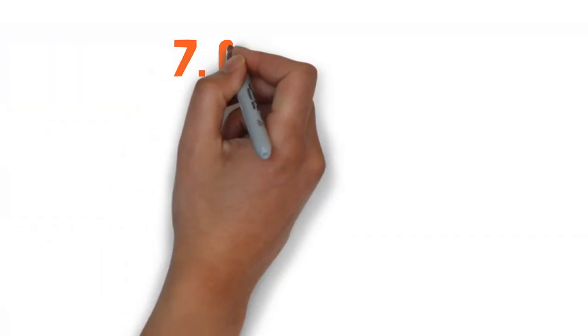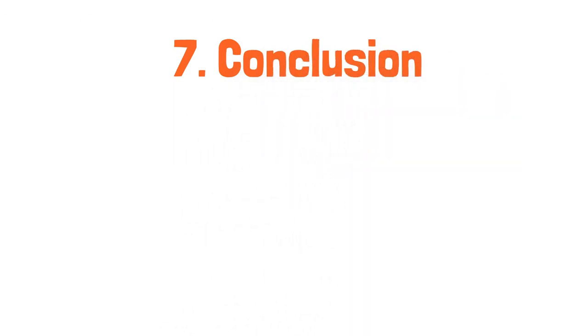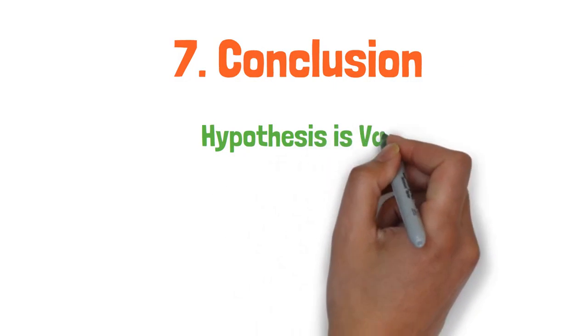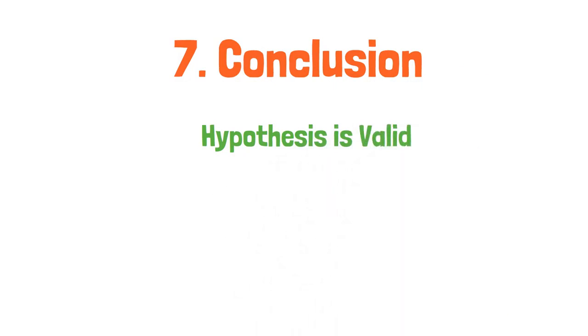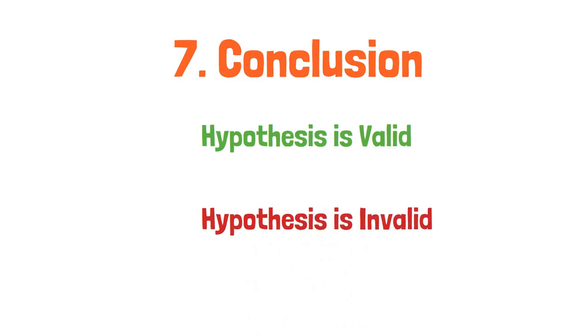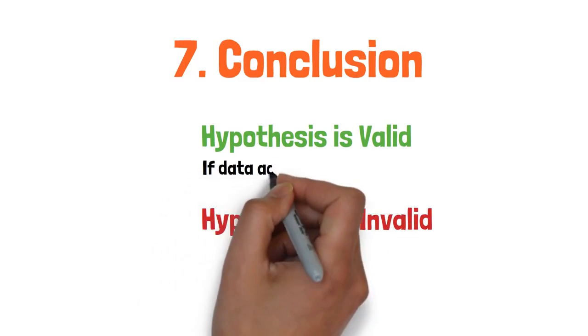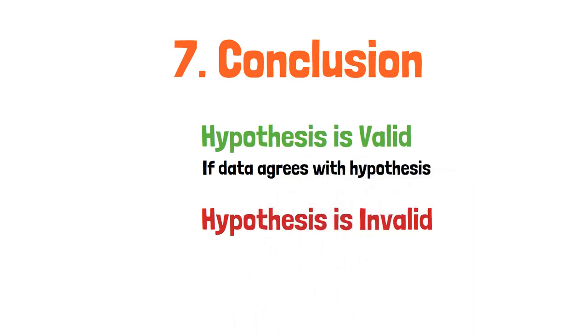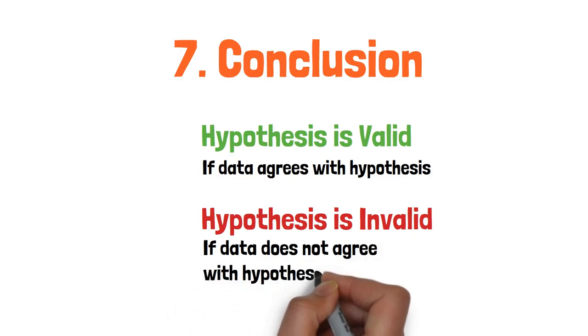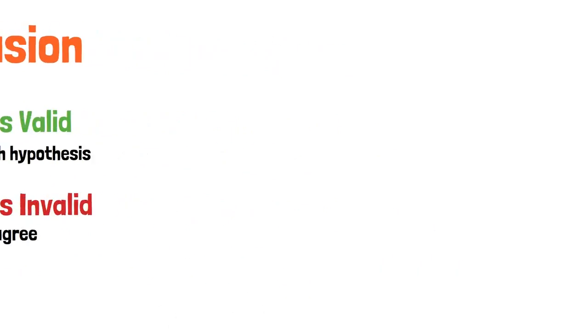Step number 7, conclusion. At this stage of the scientific method, you will be reporting whether or not your hypothesis is valid or invalid based on the data that you collected. So if your data matches your hypothesis, then your hypothesis is valid. If your data does not match your hypothesis, then your hypothesis is invalid.